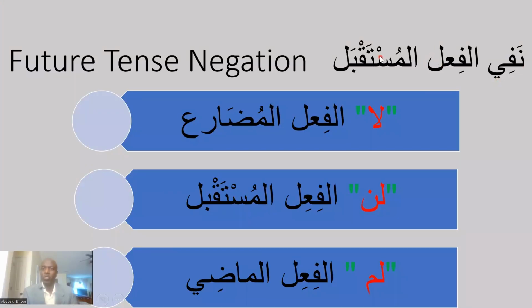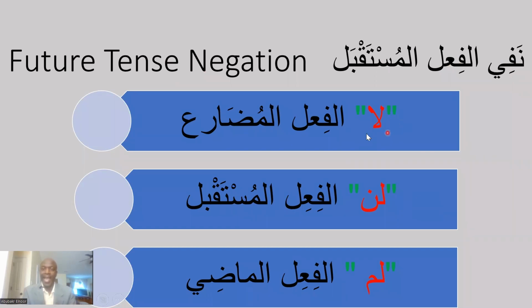نفي الفعل المستقبل. فعل is the verb, مستقبل is future. نفي is to negate or negation. So that's future tense negation. We have three articles or three particles or three instruments, as some people say, to negate the Arabic tenses. We have three major Arabic tenses, and these tenses are the present simple, the future, and the past tense. These are three major tenses in Arabic.